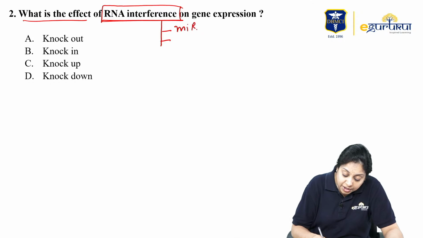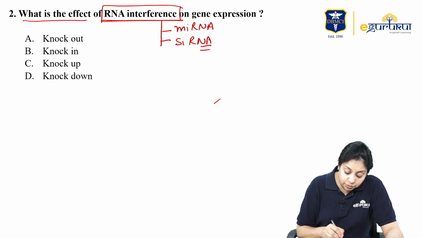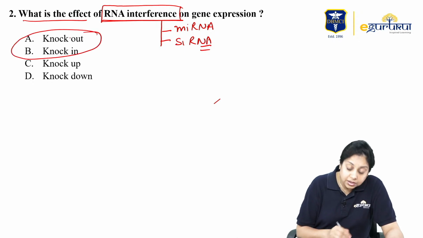That is your miRNA and your siRNA, right? They interfere with the RNA. That is why they do it. And what do they do? Are they doing the knockout and knock-in? No, CRISPR-Cas is doing it. They are going to do the down regulation.